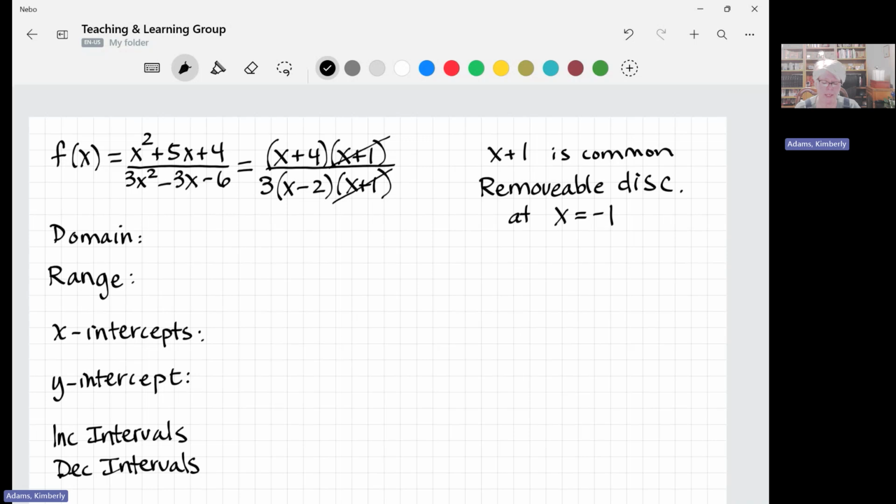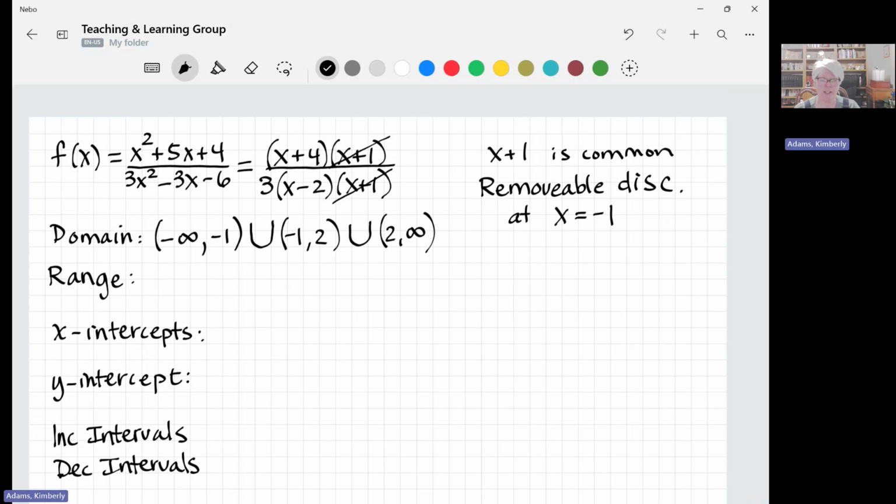Now, the domain is going to be all x values except where x equals 2 and -1. That's going to look like this: I'm going from negative infinity to -1, I'm going to skip -1, I'm going to go to 2, and I'm going to then union that up with 2 to infinity. That's all x except for -1 and 2. Now the range we'll come back to, because maybe we're going to take some limits and try to figure out what the range is actually doing.